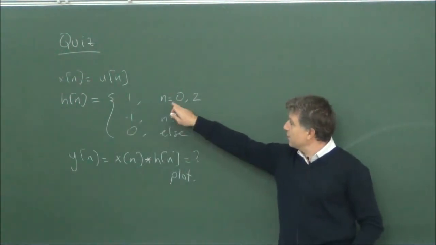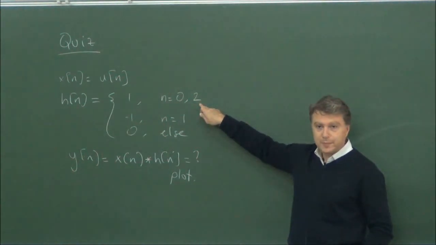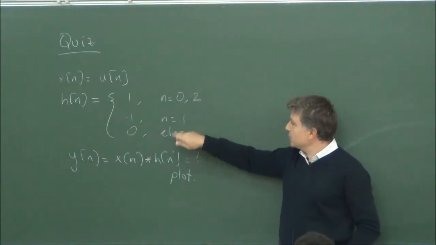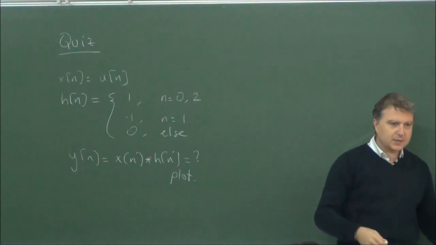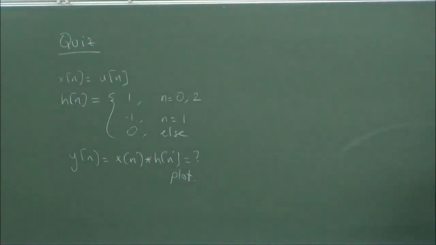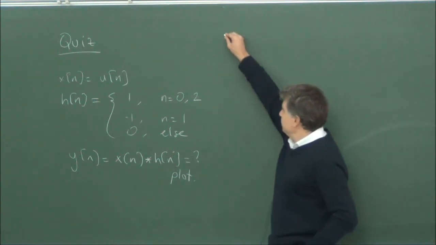As you see, it's 1 for n is equal to 0 and 2. And it's minus 1 for n is equal to 1 and 0 as well. So first plot it, and then whichever method you may think of for convolution, it may be flipping around and sliding, or it may be system response approach. Just do it the way that you want. Okay.